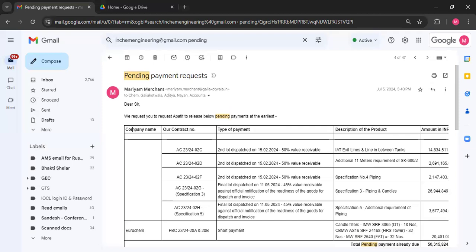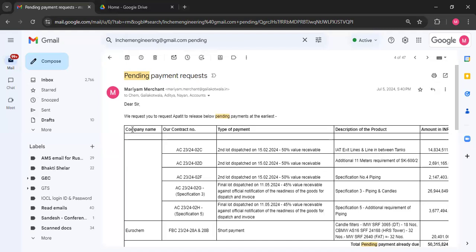And from each contract, whatever is the payment due concerning the payment terms, concerning the delivery, or concerning the current status of that order, whether it's in transit or delivered, and what payment terms it is supposed to follow, depending on that, what payment is actually due. So that is extracted from that sheet.